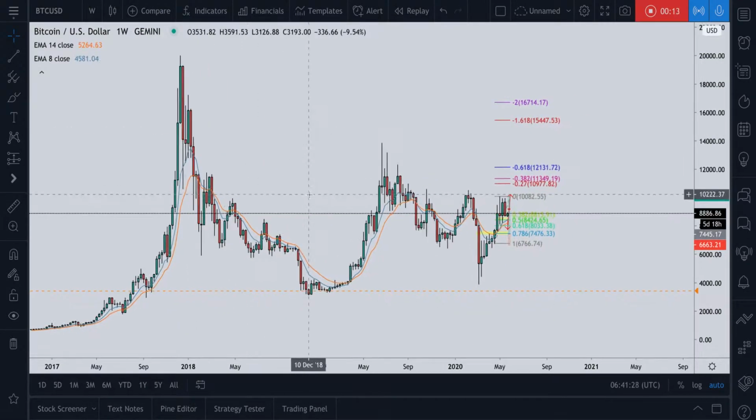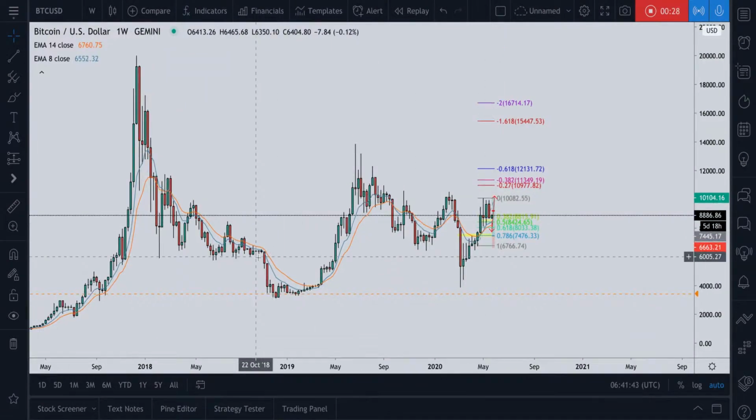Back in 2019 we had a big drop and price tested around the 3,000 level. Then a couple months ago we see price coming down and testing these lows here, forming this W pattern. So this is a very strong indication that we are forming a double bottom.